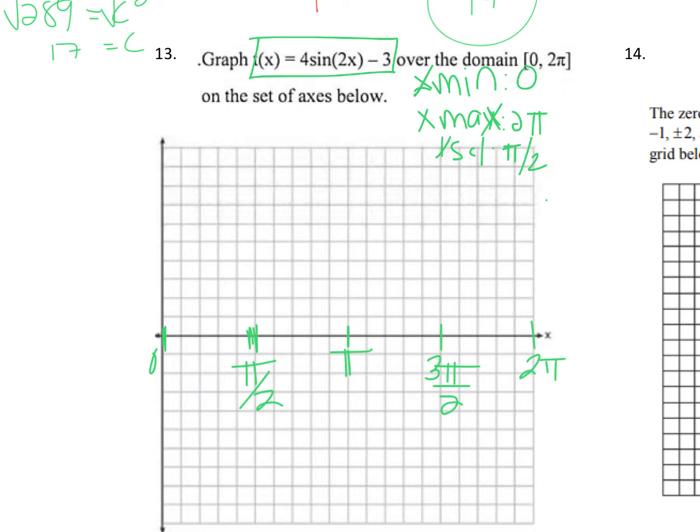And then your y min, y max depends on d plus a, d minus a. So d is actually negative 3, so it'd be negative 3 plus or minus a, which is 4. And it's already absolute value because absolute value means positive, so 4 is positive, so we're good. Negative 3 minus 4 is negative 7, so that's your y min. And then negative 3 plus 4 is positive 1, so that's your y max.